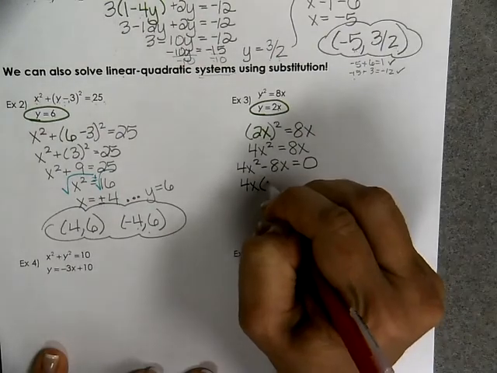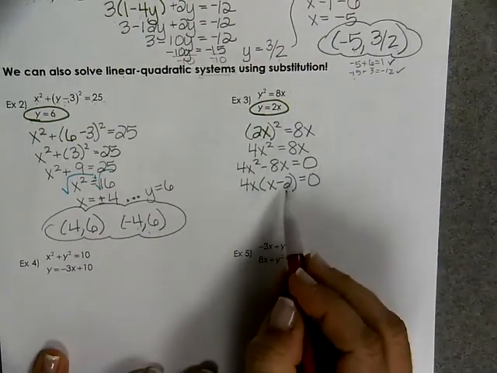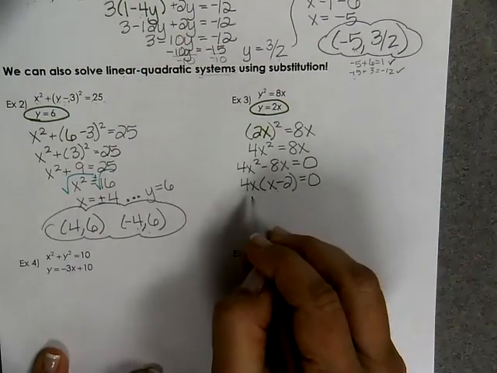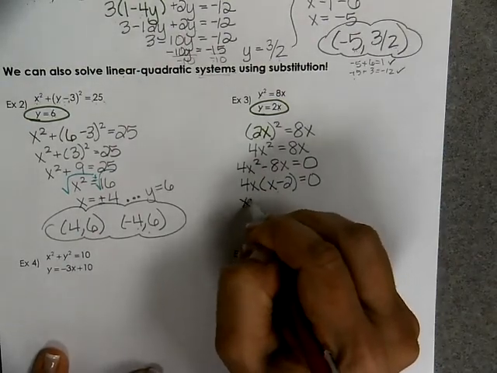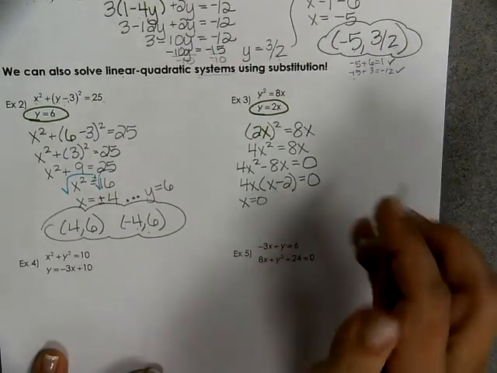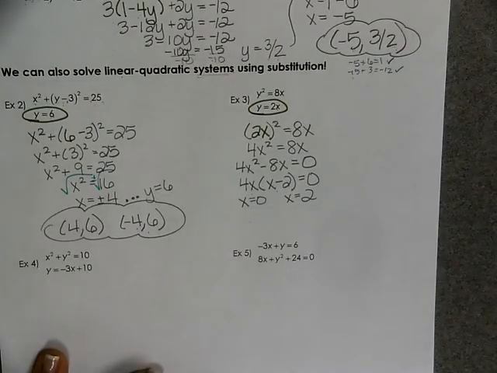So we pull out a 4x. That gives me x minus 2. So I have 4x times x minus 2 equals 0. And then I can set each of these equal to 0, and I get that x is 0 when I set 4x equal to 0. And setting x minus 2 equal to 0, I get that x equals 2.